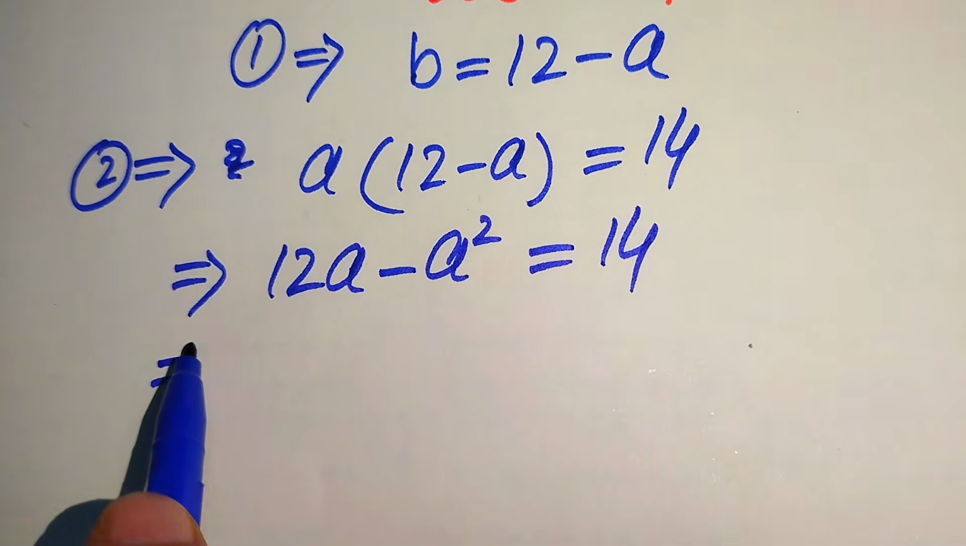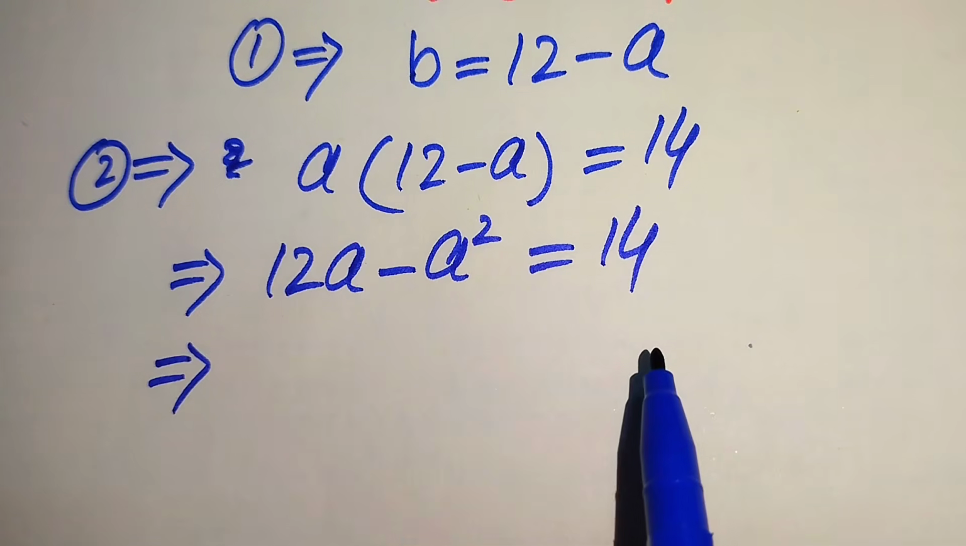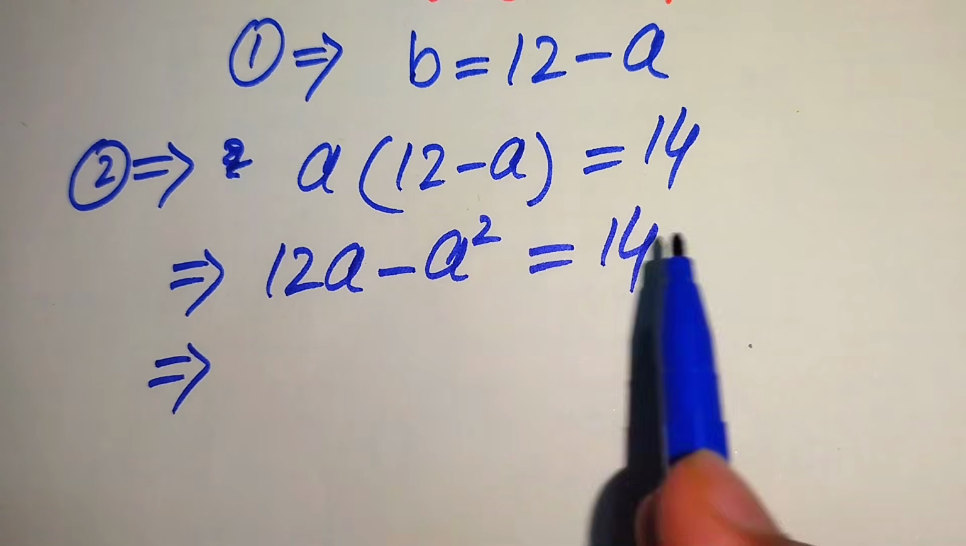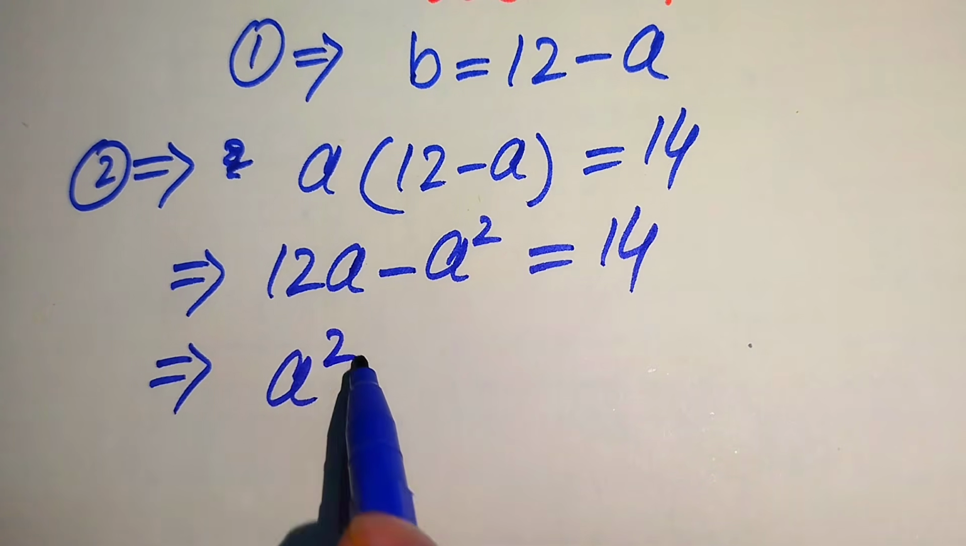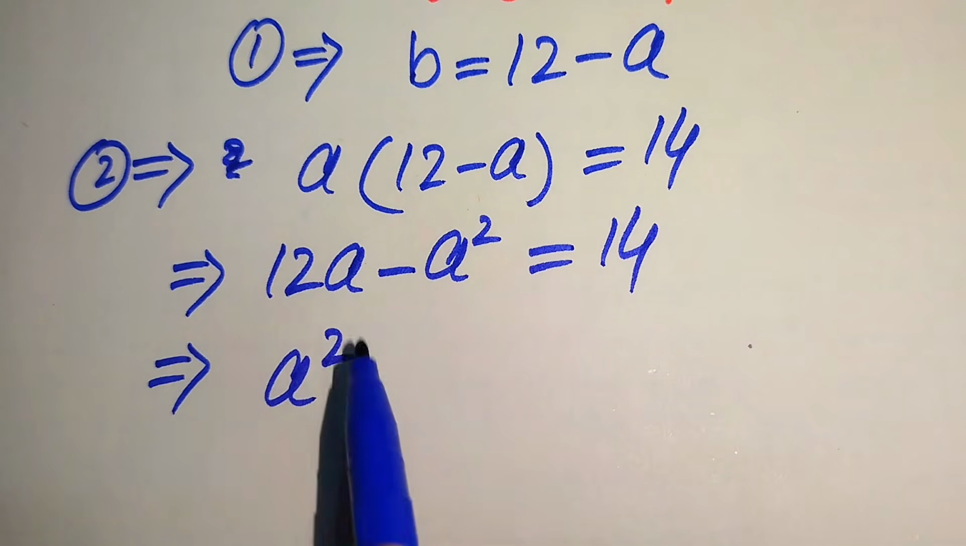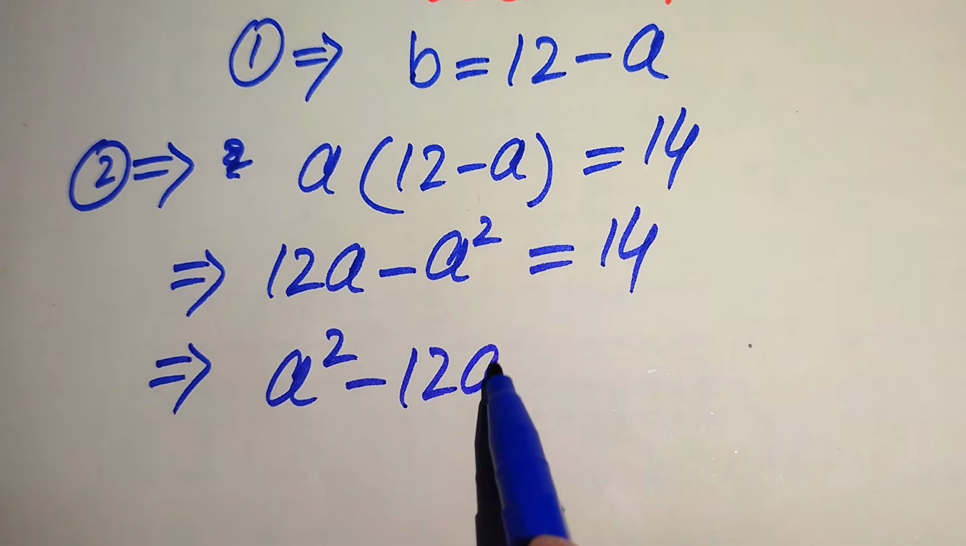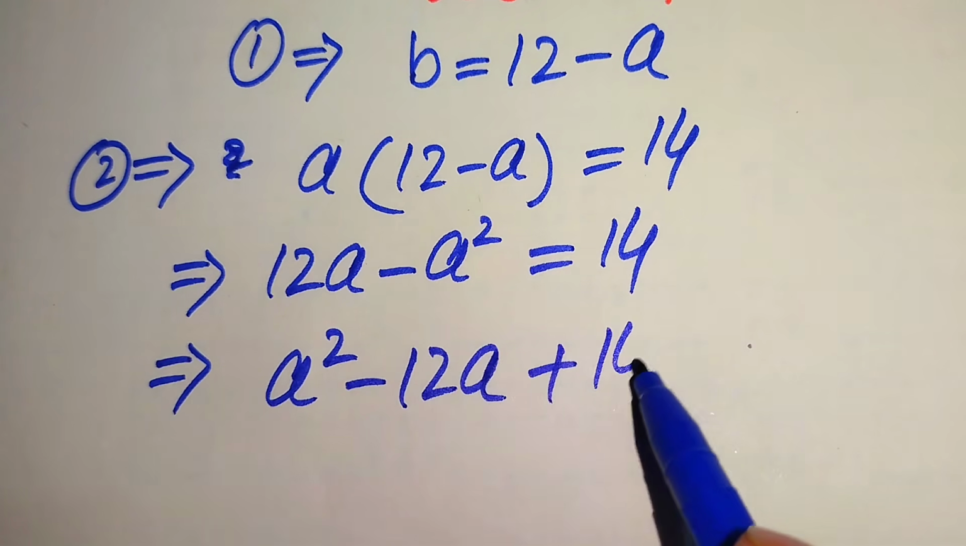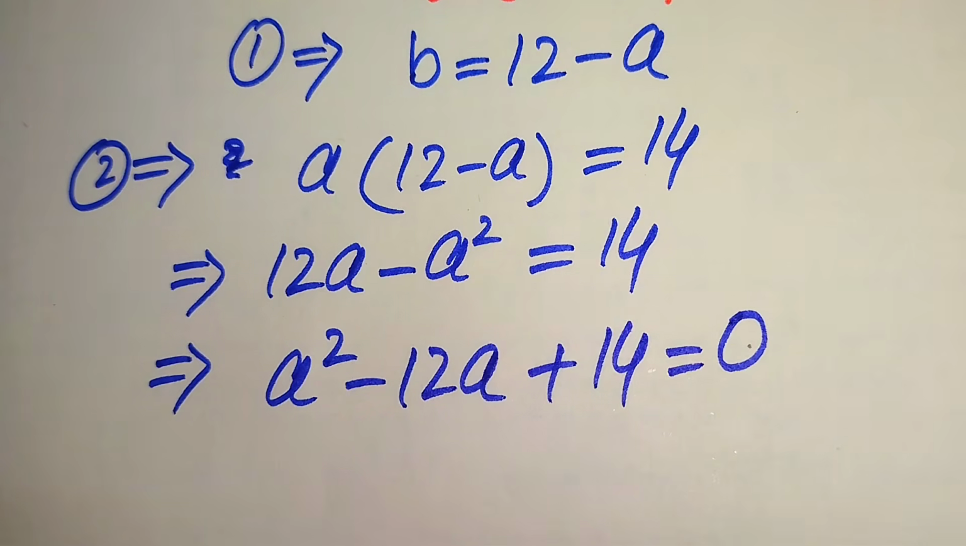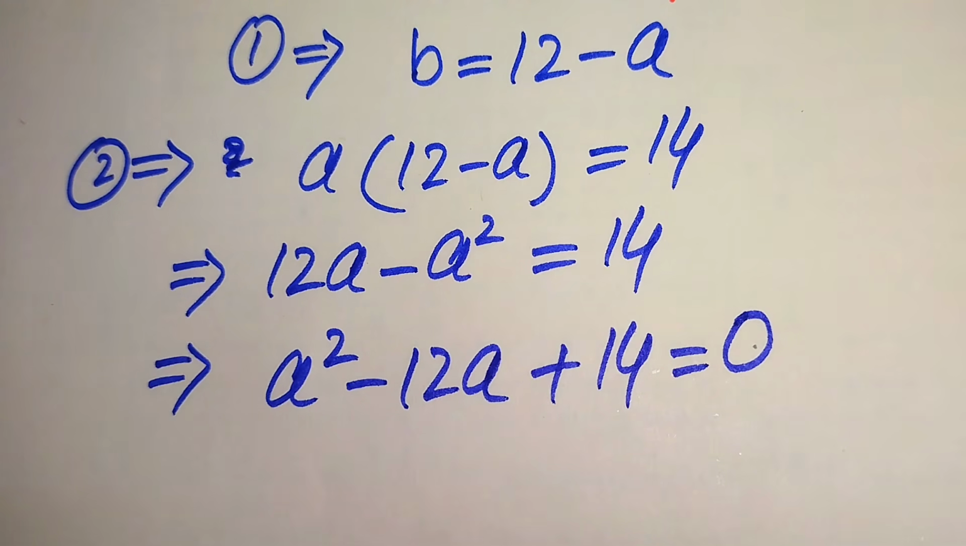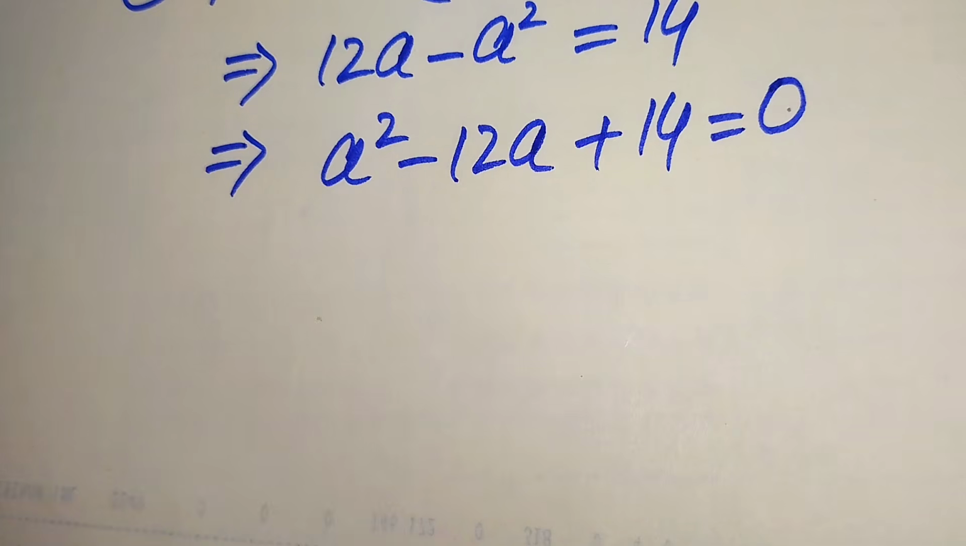Now in the next step we move all the terms from the left hand side to the right hand side. You see here this is minus a square. When we move it to the right hand side it becomes plus a square. This is plus 12a, becomes minus 12a. This is plus 14, which already lies in the right hand side, and this whole equation is equal to 0. So you see that our given equation becomes a quadratic equation in standard form of a variable.